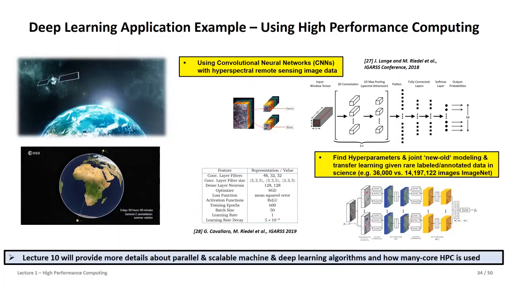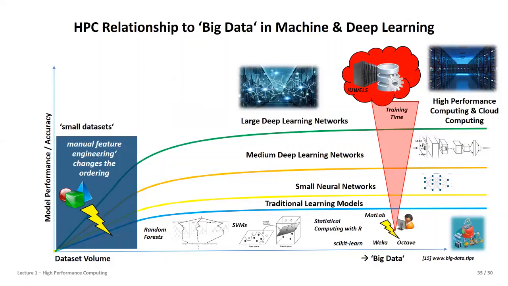It's also that we have not completely always the idea how this deep learning architecture should look like. And this is something which we will learn in lecture 10 much more in detail. Now let us come then to the relationship of HPC briefly, because in lecture 10 we will review this a bit more.